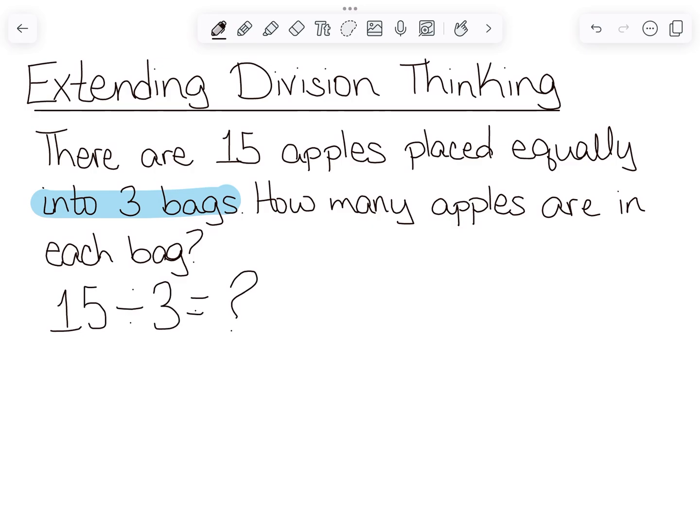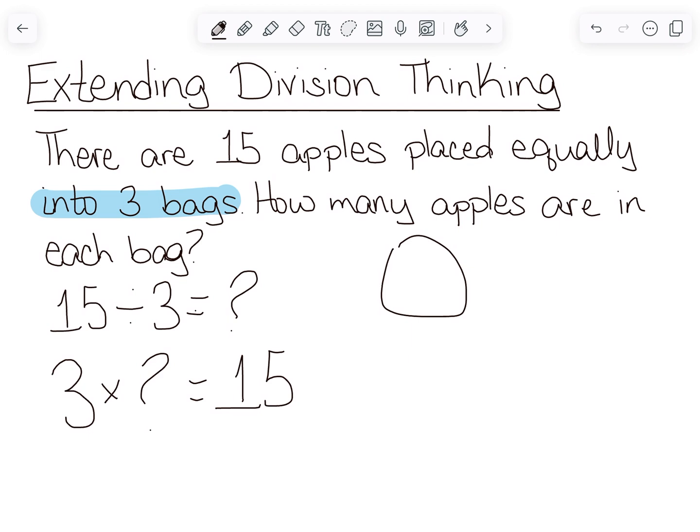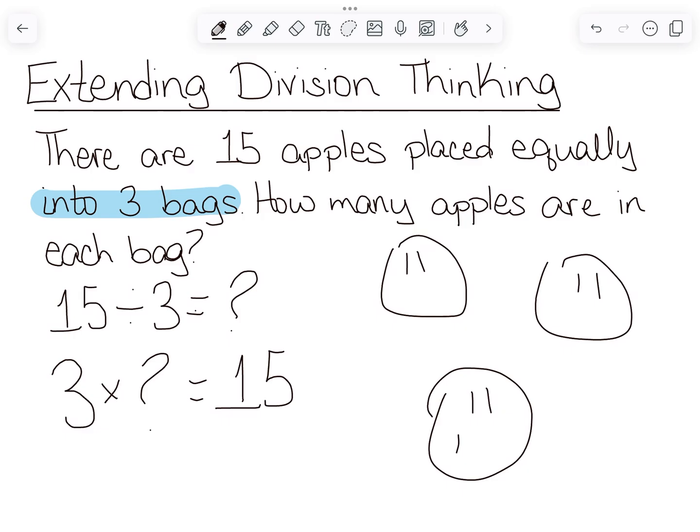For the corresponding multiplication problem, we know we have 3 groups. We're not sure how many per group, but that should be equal to the 15 total. For our picture, we have 3 bags, and we slowly put in our apples until we use up all 15. And we can see that there are 5 per group.